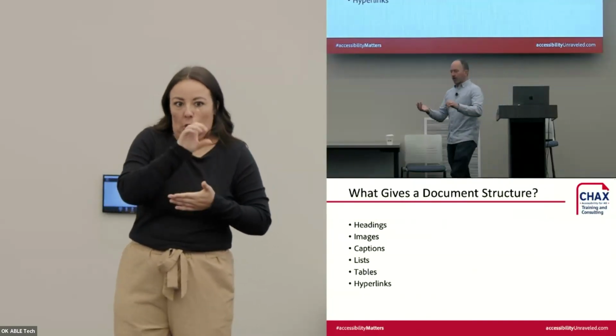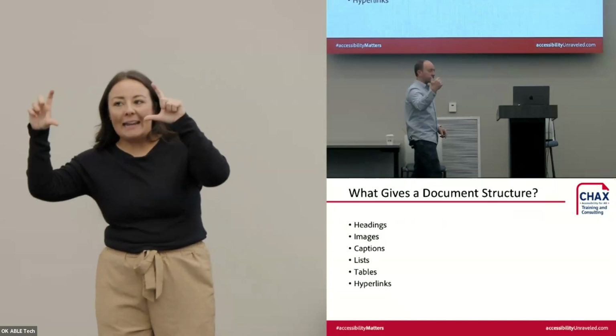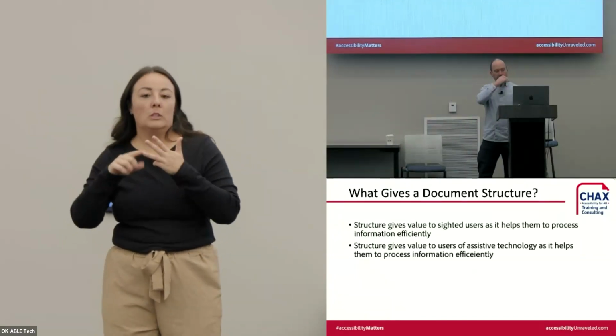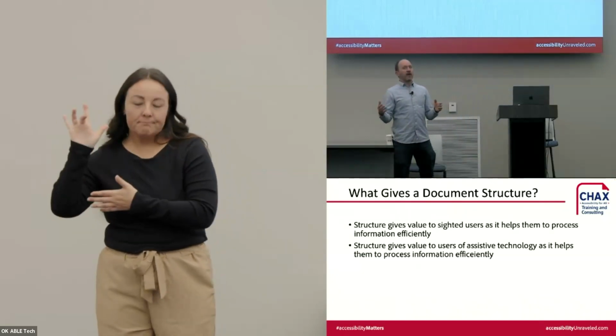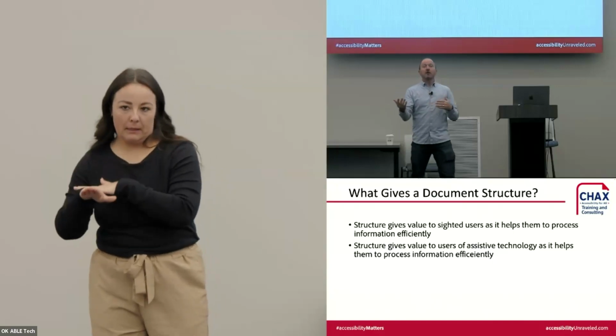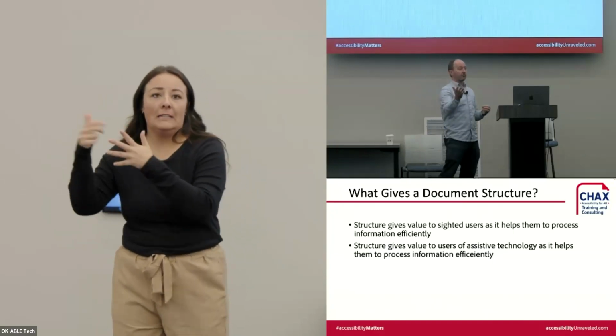What gives a document structure? I mentioned a bunch of them, but headings, images, captions, lists, tables, hyperlinks, all add structure to our document. Structure, as I mentioned, gives value to sighted users as it helps them to process the information, but it also gives value to users of assistive technology because it helps them do the same thing.